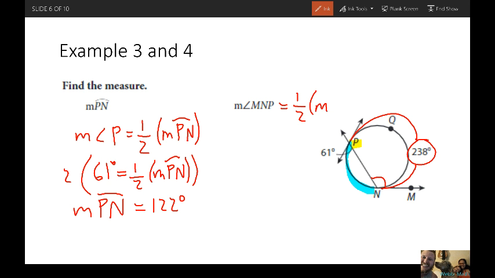All right, so remember your interior angle there, in your vertex, is going to equal half of the major arc NQP, which I just kind of told you is going to be 238 degrees. So go ahead and set that up, plug it in, and go ahead and find me what the angle of your vertex is of MNP. All right, so again, this is your turn.